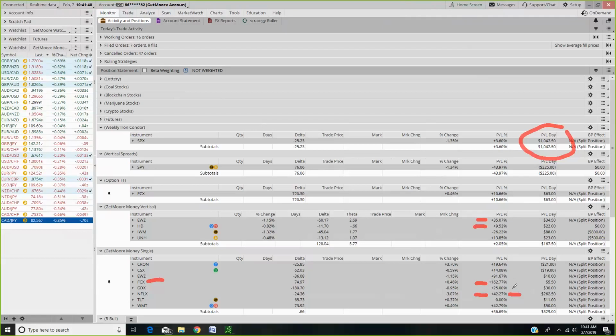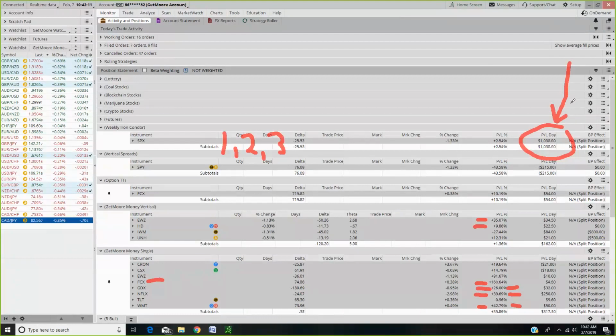I alerted you guys GDX. We're up 25%. I alerted you guys Walmart. We're up 42%. By the way, guys, this is only in like 1, 2, 3 days. 42%, 39%, 26%, 162%, 9%, 35%. I alerted you all these. Our iron condor is up $1,000.